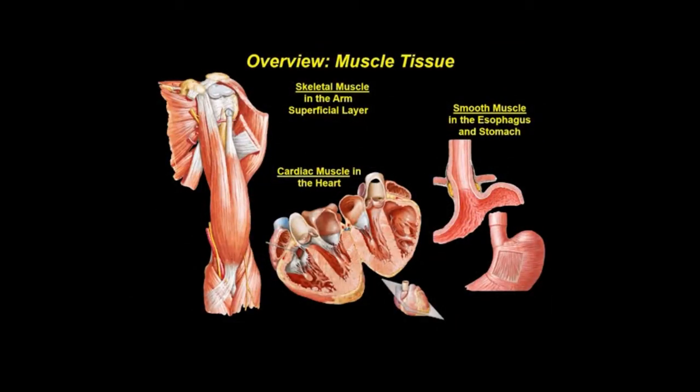Muscle tissue is classified into one of three major categories. Skeletal muscle is the most common. The other two kinds are cardiac and smooth muscle. Skeletal muscle produces purposeful movements of the skeleton. Cardiac muscle forms the myocardium of the heart to pump blood.